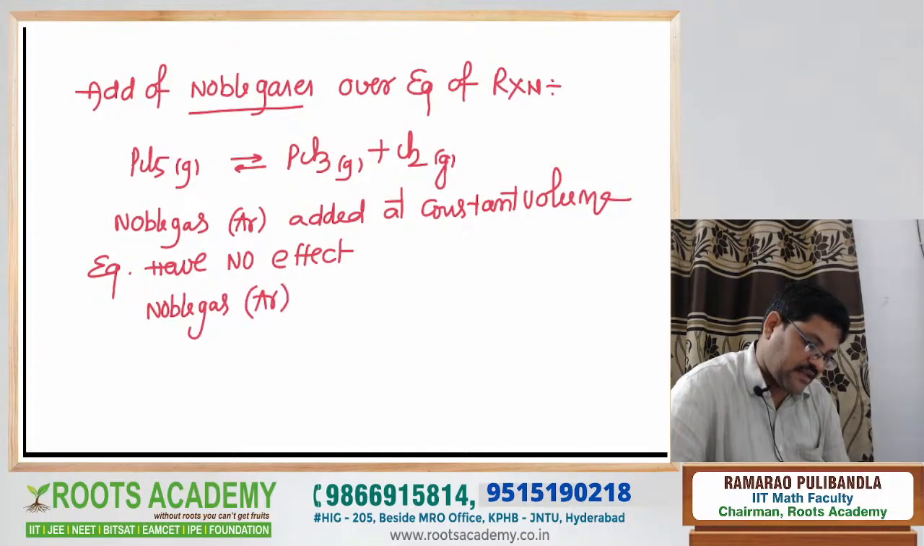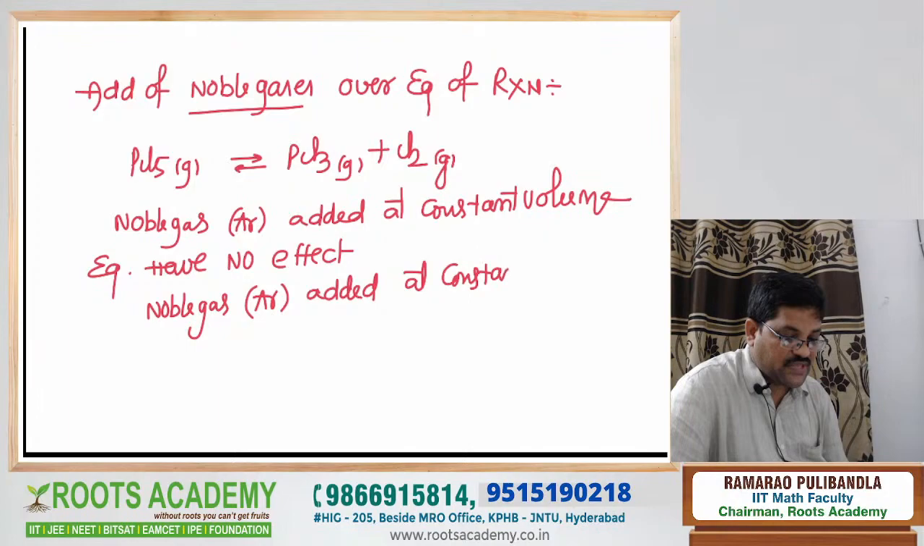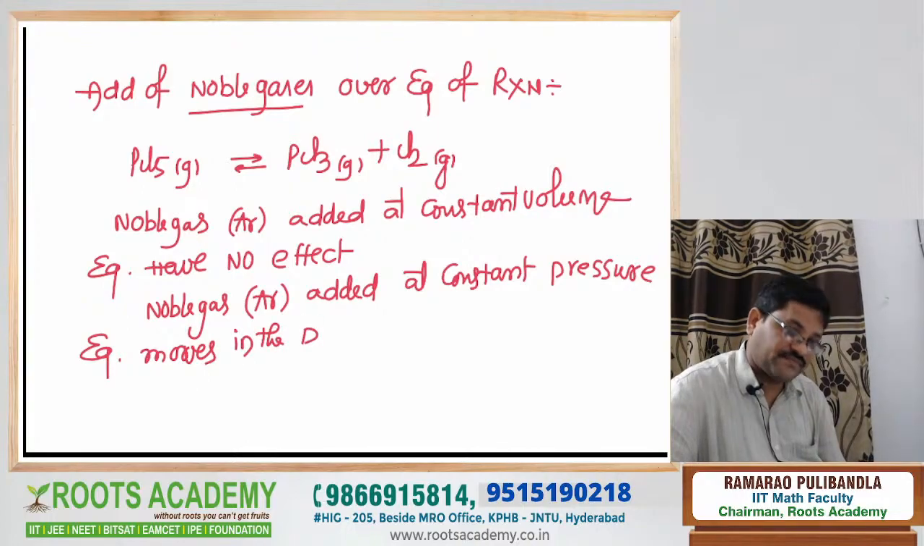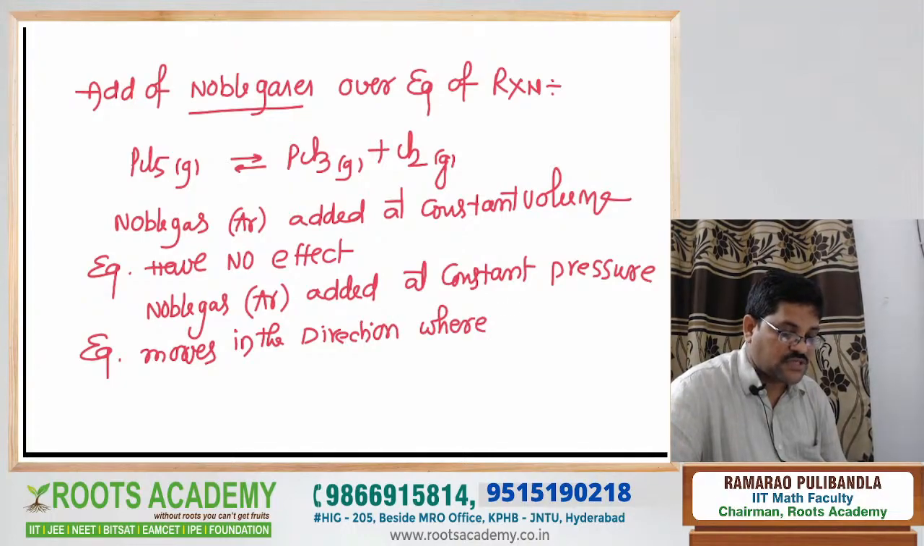See, the same noble gas argon is added at constant pressure. When the noble gas is added, equilibrium moves in the direction where the number of moles of the gases increases.